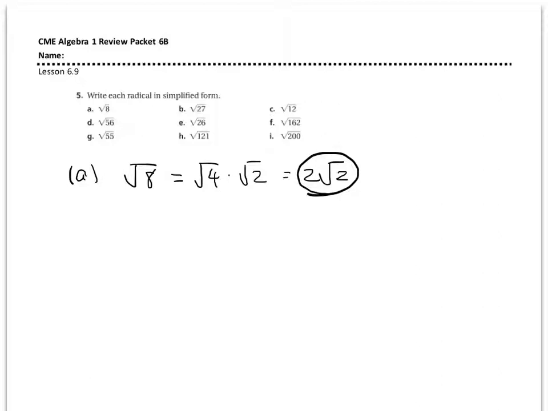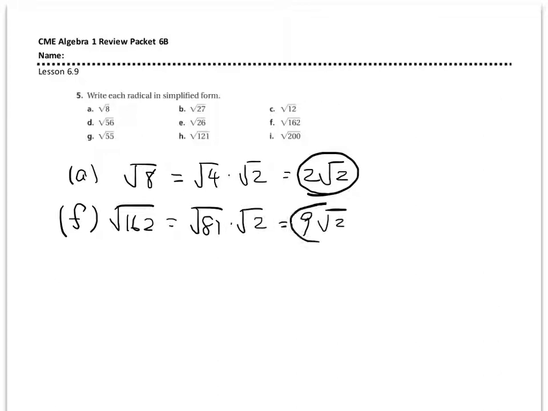So for example, another example, f is square root of 162. That's square root of 81, which is a perfect square, 81 is a perfect square, times square root of 2. That's 9 square root of 2. Okay?